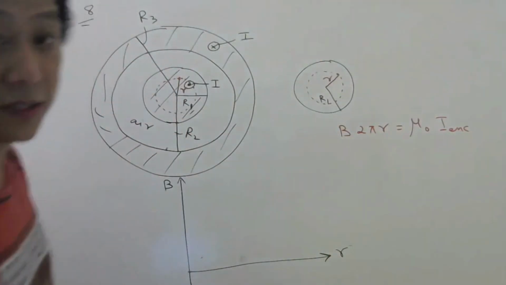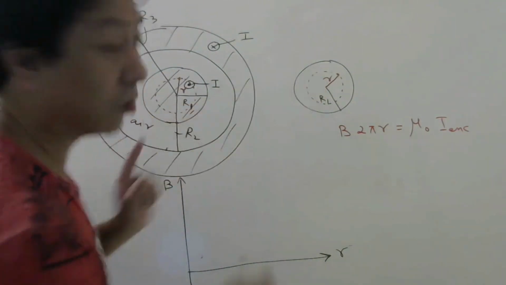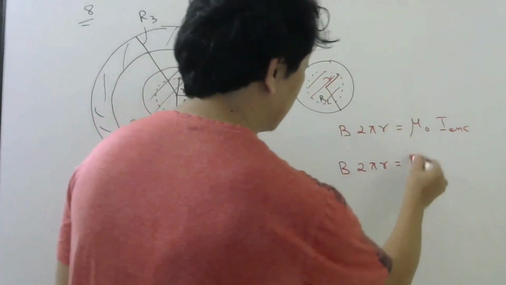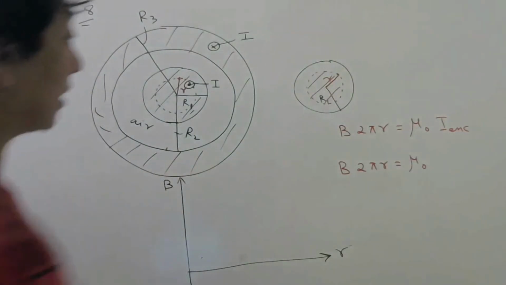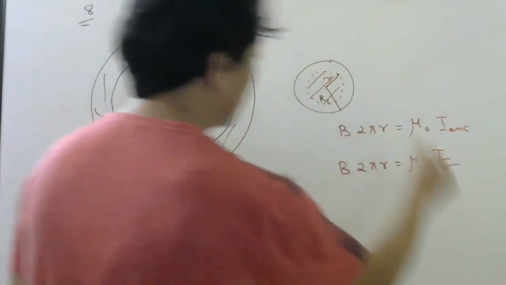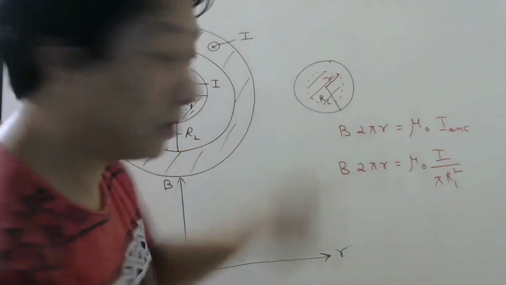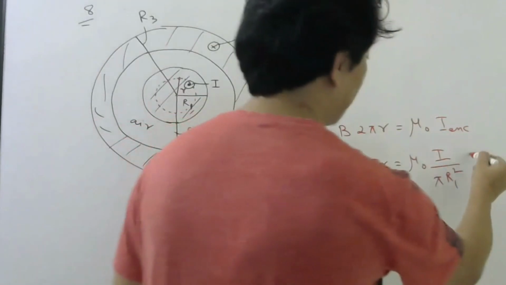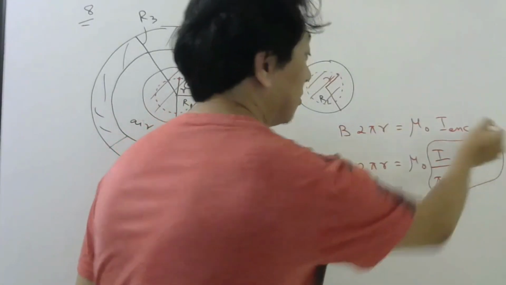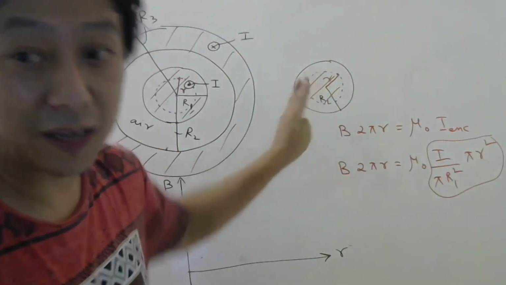by this loop. Now can I say the total current capital I in this conductor is the total current inside? No, only this much current I want. So what will I do? B into 2 pi r equal to mu naught, and current inside will be only this much. Total current is capital I, total area of this is pi R1 square. So this is the current density in this conductor into the area of the inner part, pi r square. That will be the current inside. Yes or no? So this is your J into this area will give you current in that area.